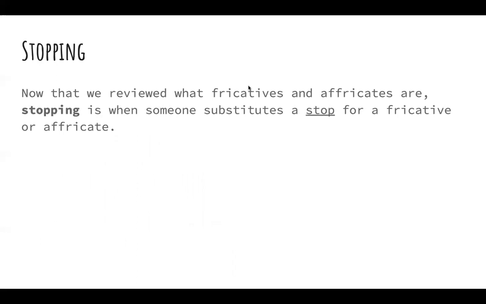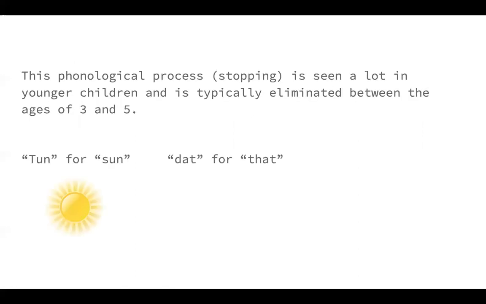Okay, so now we can finally go over what stopping is since we reviewed what fricatives and affricates are. So stopping is when someone substitutes a stop for a fricative or an affricate. We can see these in the next slides. They would say ton for sun or dat for that. So you can see how they're taking the fricative sound and replacing it with a stop sound, ton, instead of sun, or instead of the th sound, that, they're using a stop sound, d, dat.